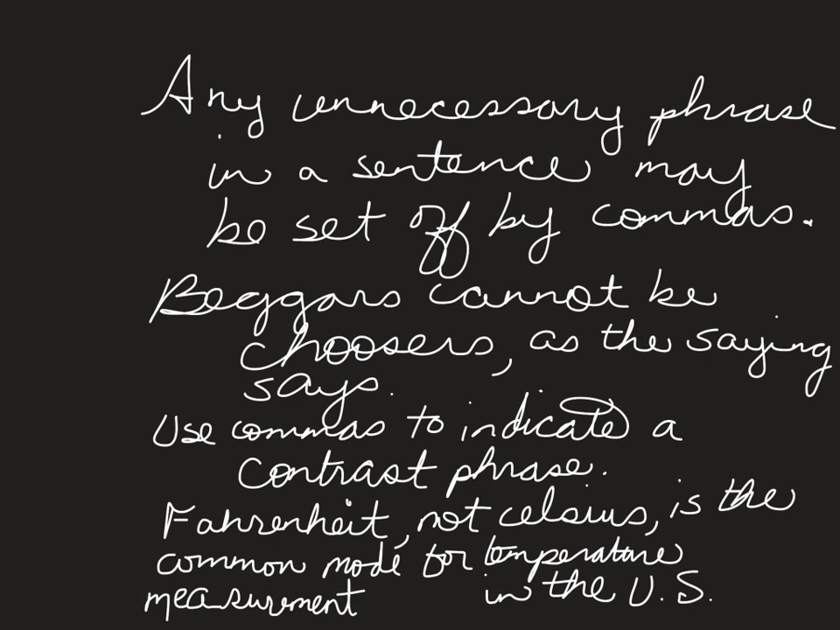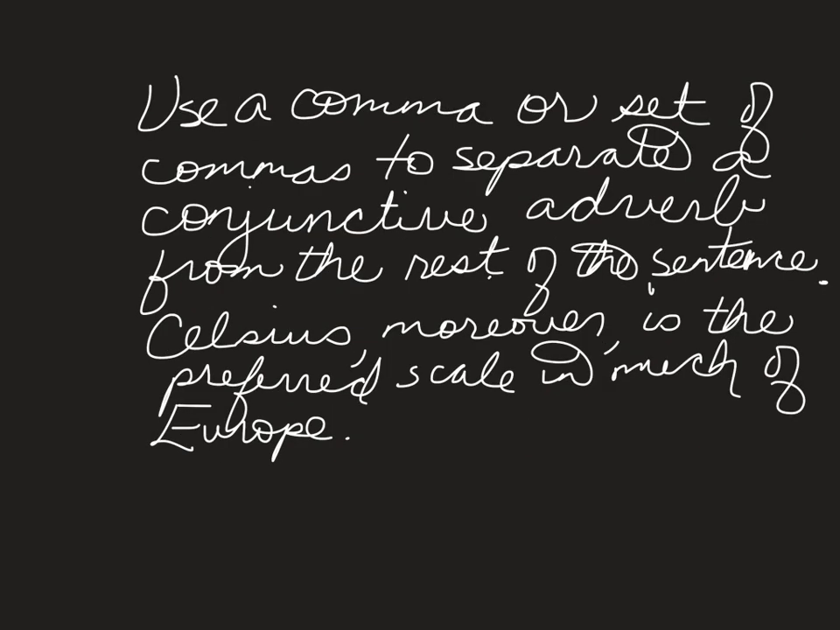Next slide. Slide number 2. Use a comma or set of commas to separate a conjunctive adverb from the rest of the sentence. Now remember, these are words like however and moreover and nevertheless, nonetheless, etc. There are a whole slew of them, and we use them to make our writing more smooth.